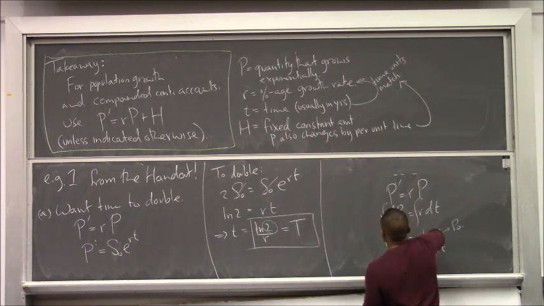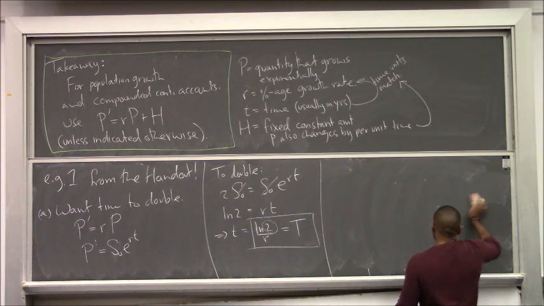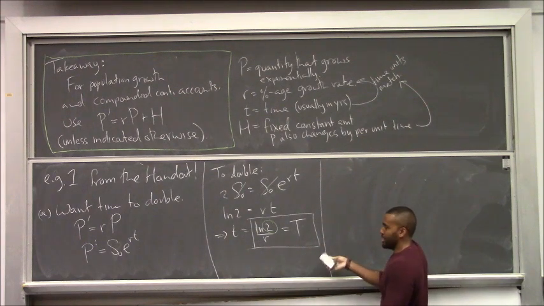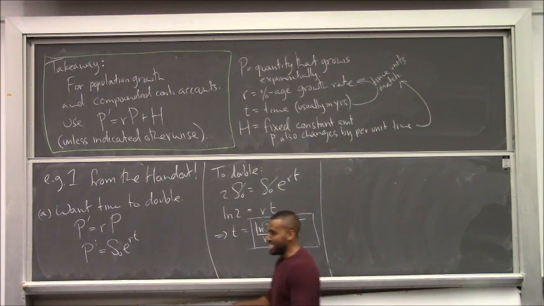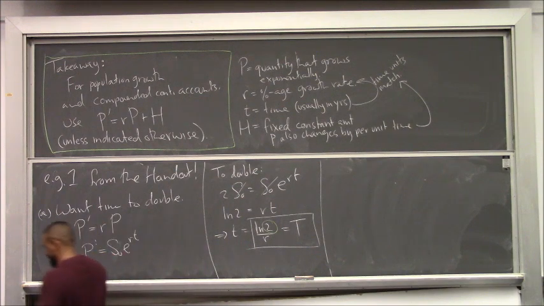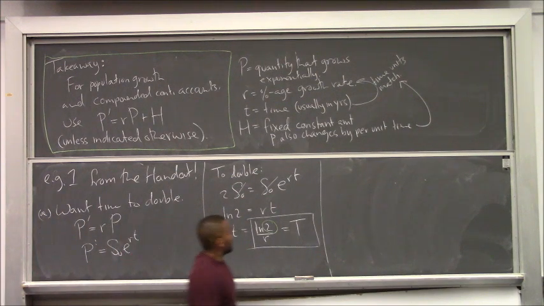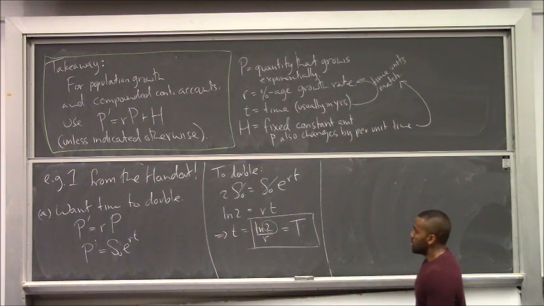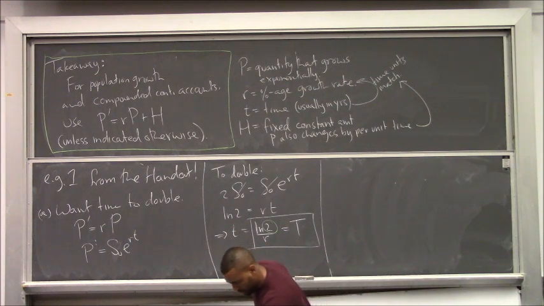That's a consequence of the E that's secretly in there, right? Yeah, but I don't tell the calculus. Like this is the form for the time to double, right? So that's it. That's part A.